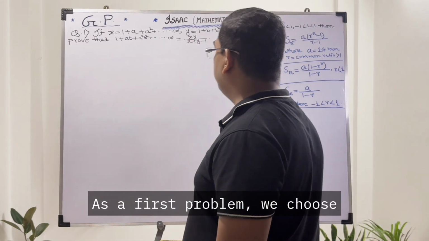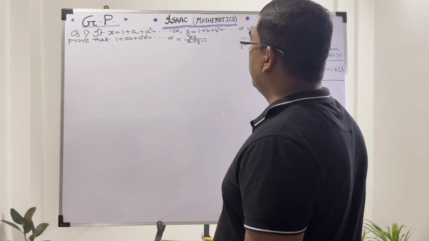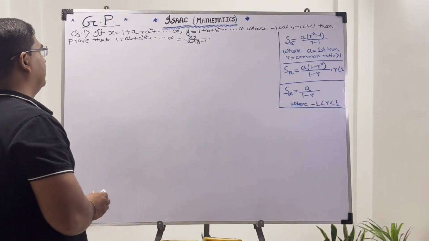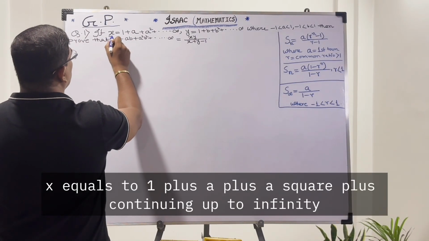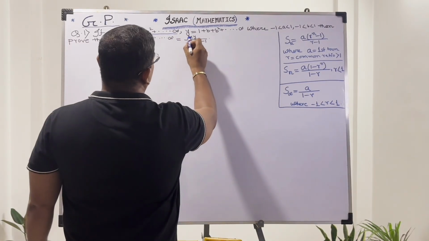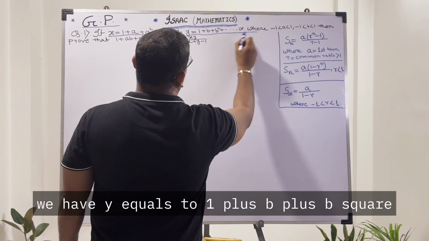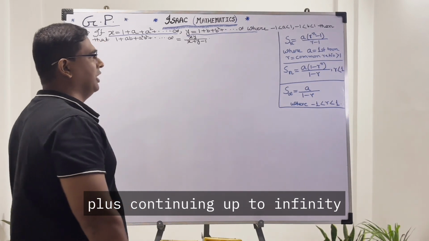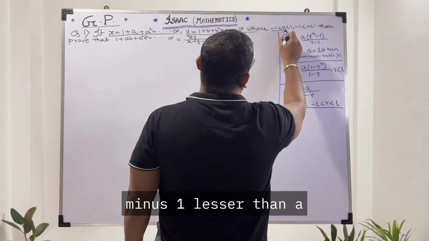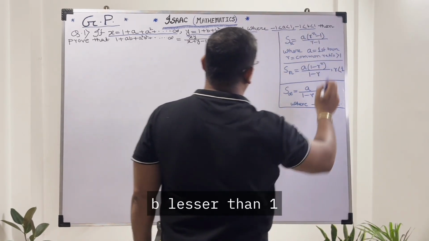As a first problem we choose this problem. In this problem, two series of values are given. They are x equals 1 plus a square plus continuing up to infinity, and for the second series we have y equals 1 plus b square plus continuing up to infinity, and the strict condition is minus 1 lesser than a lesser than 1, and minus 1 lesser than b lesser than 1.